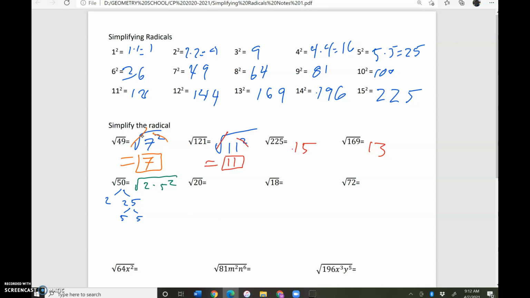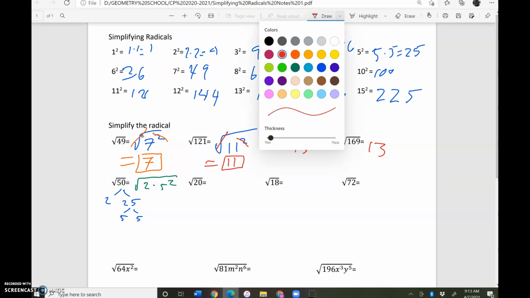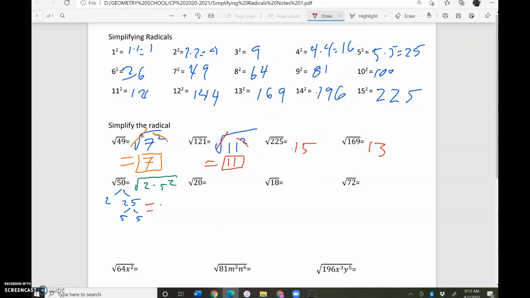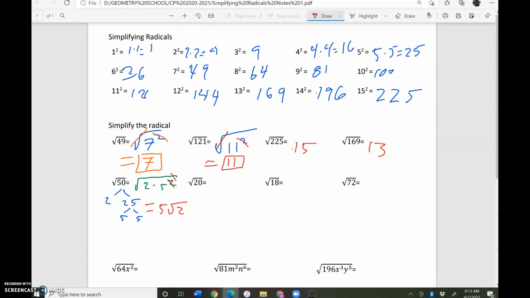So if we look at this problem, the 5 has a square on it. It would get to leave the house. The 2 does not have a square on it, so it'd have to stay in the house. So that means this would be the same thing as 5 square root of 2. Since the 5 is a perfect square, it's going to cancel with the radical so that the 5 can come out. The 2 did not have a perfect square, so it has to stay inside the house. Okay? Let's try another one.